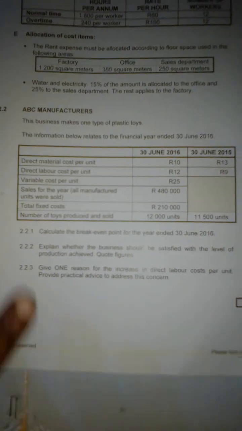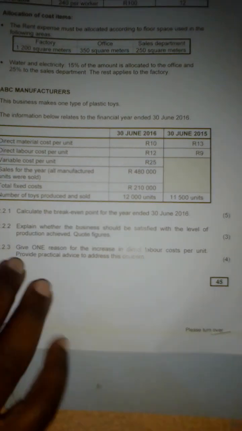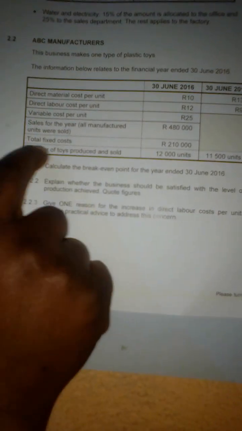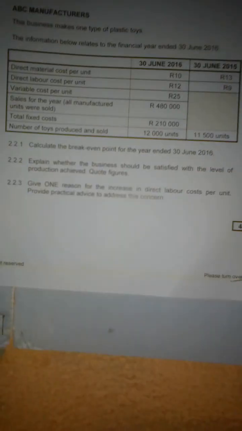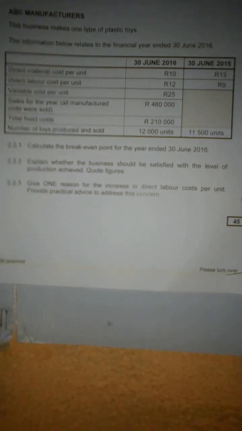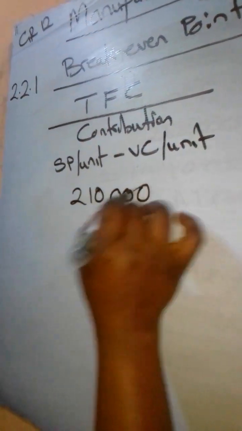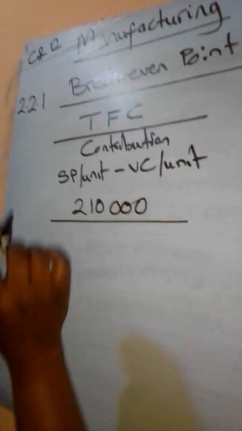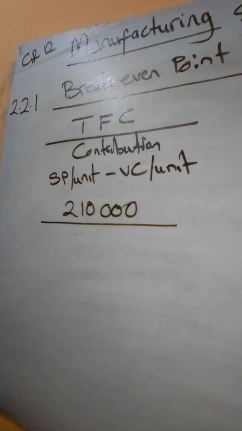Let's go back to the question paper. Let's see if we are given the fixed costs. Okay, it seems as if everything is clear here. I can see there is total fixed cost 210,000. Okay, I'll record the 210,000. Let's check to see if we've got the selling price per unit. The selling price per unit.